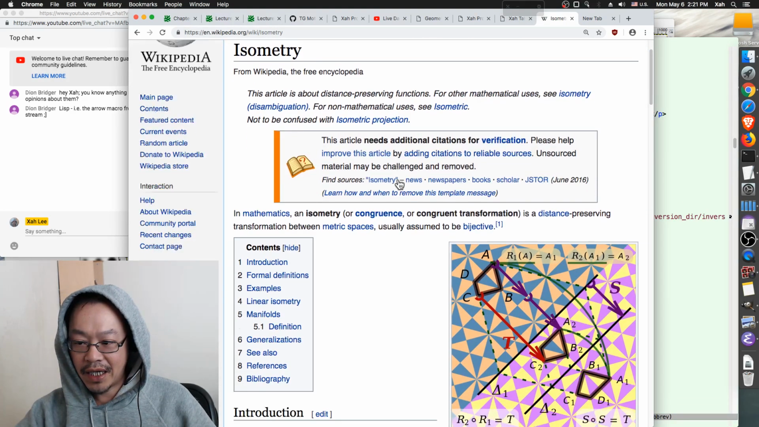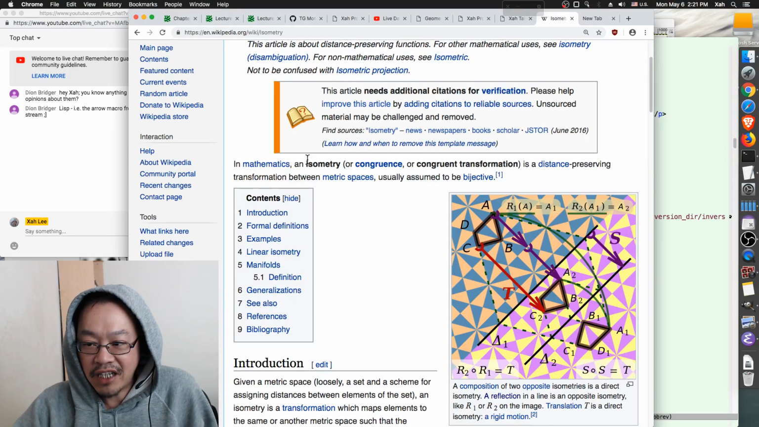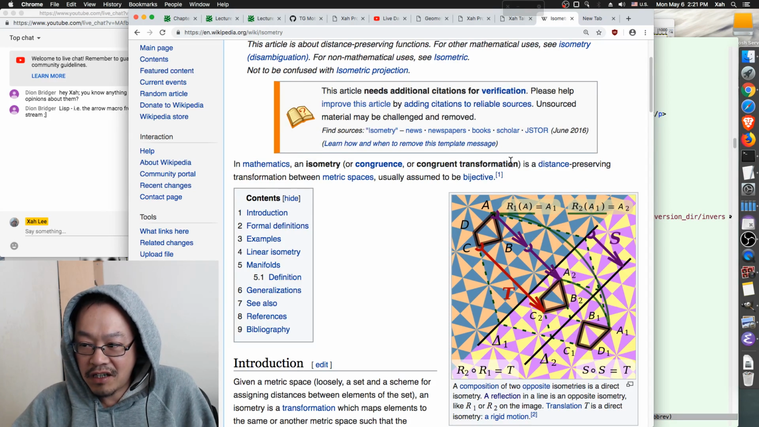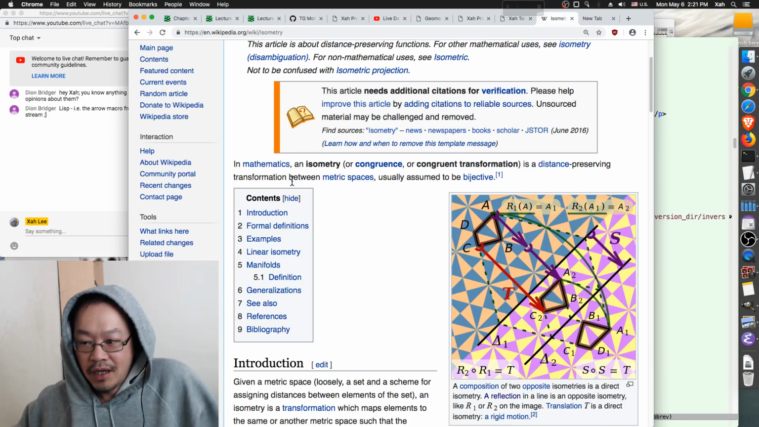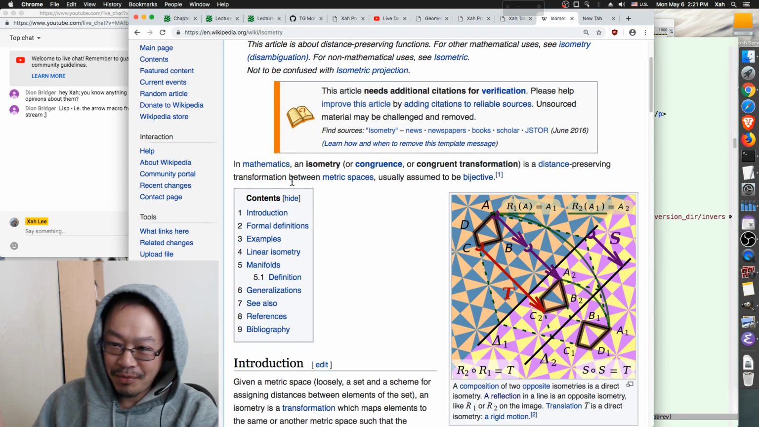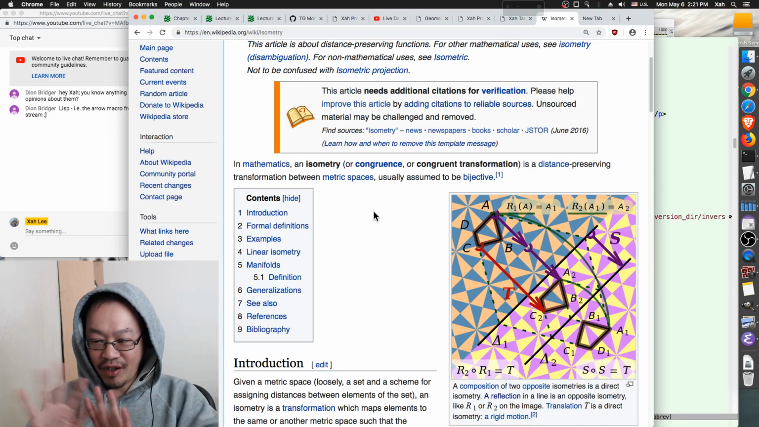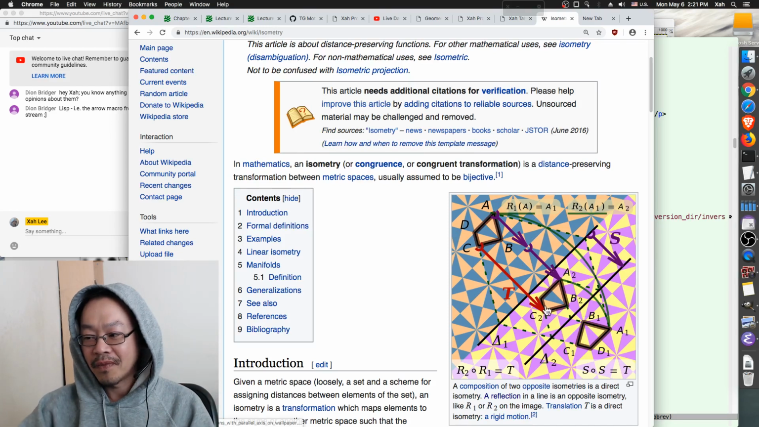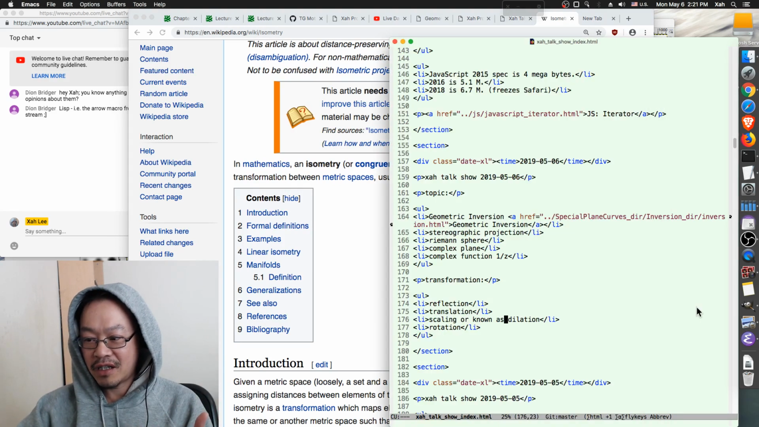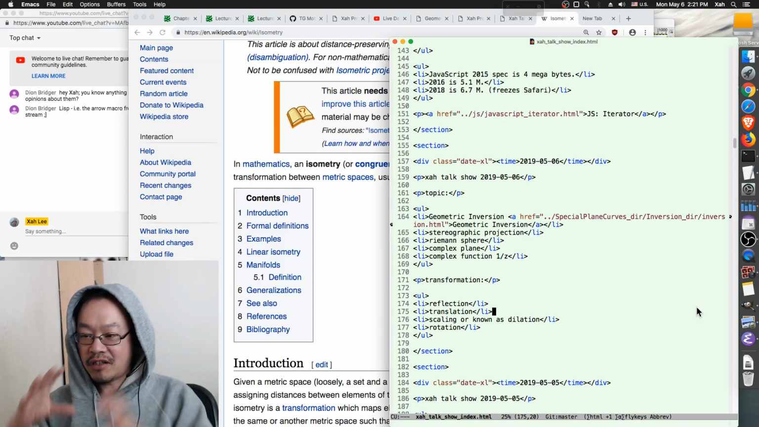Let's go to Wikipedia and we can see isometry. Now let's read. Okay, in math, an isometry is a distance preserving transformation between metric spaces, usually assumed to be bijective. Now that's a lot of jargon. But basically, if you are in a plane, isometry is just one of the reflection, translation, scaling, or rotation, or a combination of those.